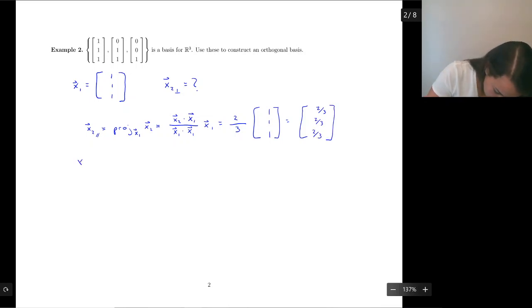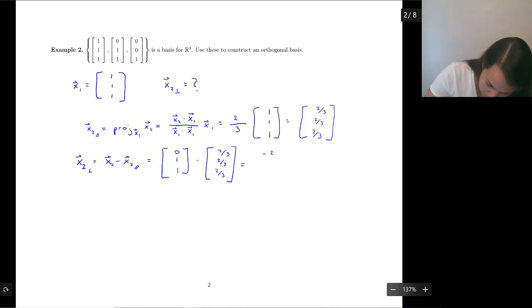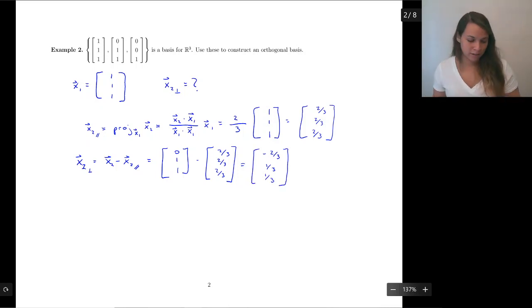And then x2 perpendicular is just x2 minus the parallel part. So that would be (0, 1, 1) minus this 2/3 vector. So that's negative 2/3, and then a positive third and a positive third. All right, so that's one vector.